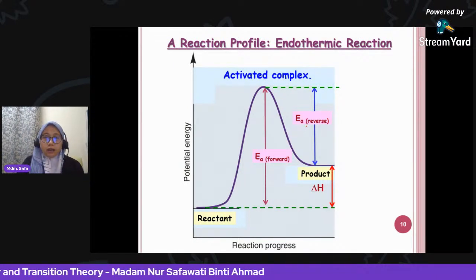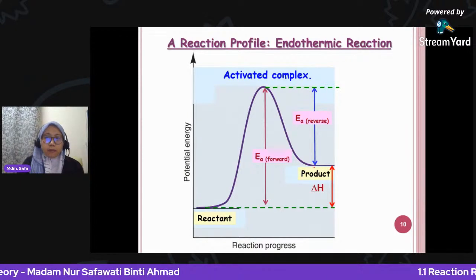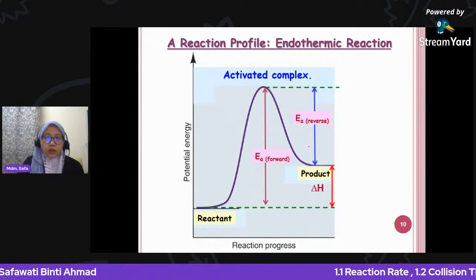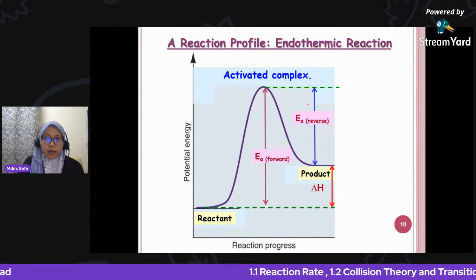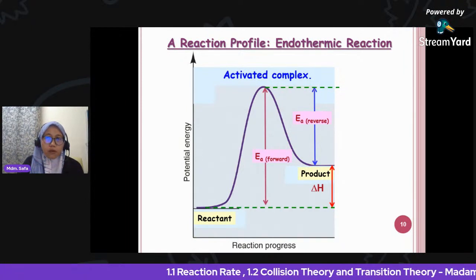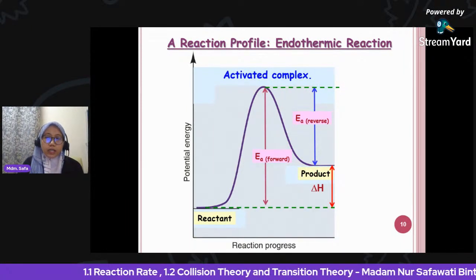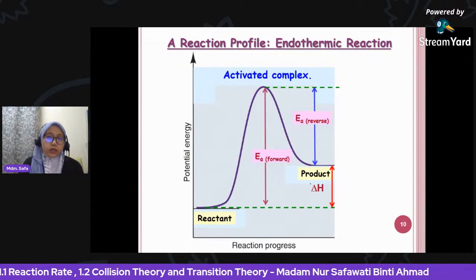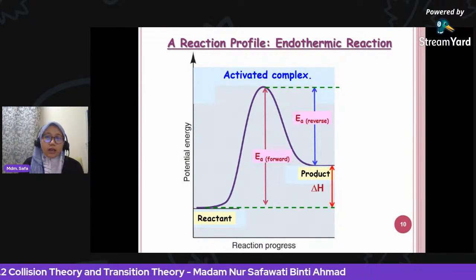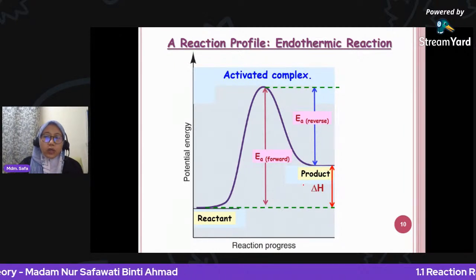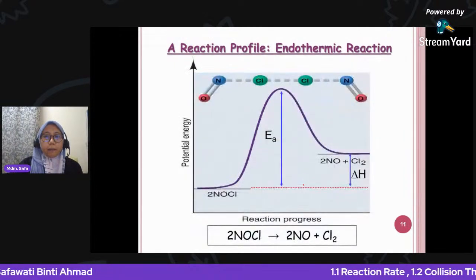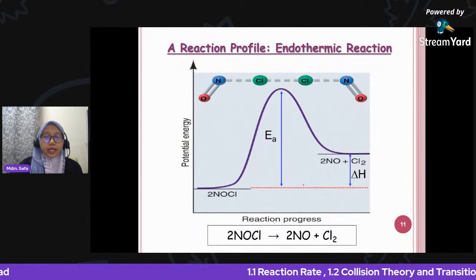Okay, for the reverse reaction, from the product become reactant. So, dia punya EA adalah daripada product to the top. Okay, so dia adalah EA for the reverse reaction. So, product here, the delta H here adalah di sini. The difference between the energy for product and reactant itu adalah delta H. Okay, so ini adalah sama sahaja.